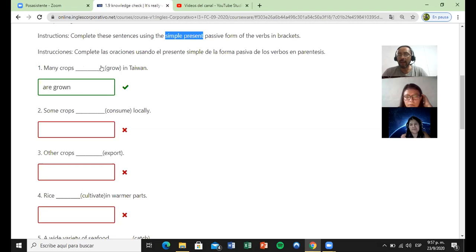And then we only need to remember the past participle of the verbs. If the verb is regular, only D. But if the verb is irregular, you need to remember how to spell it. Here, grow changes, exactly, by changing for an N. Okay. Simple present is subject, verb to be, plus past participle. Okay. Thanks, teacher. You're welcome.